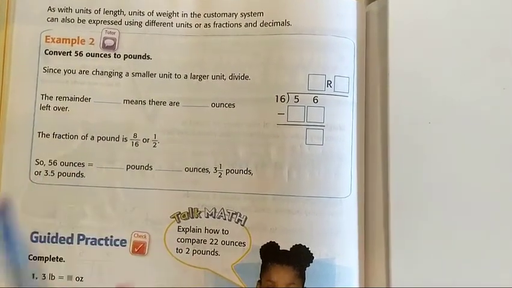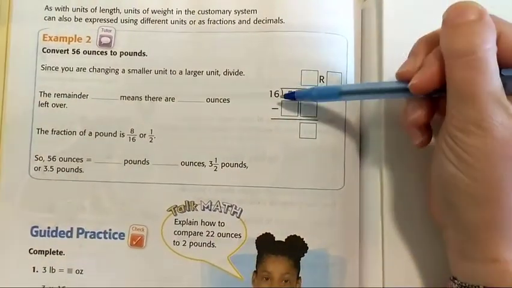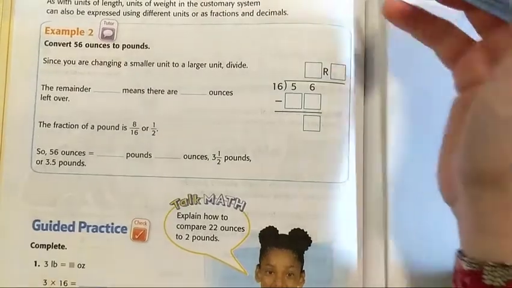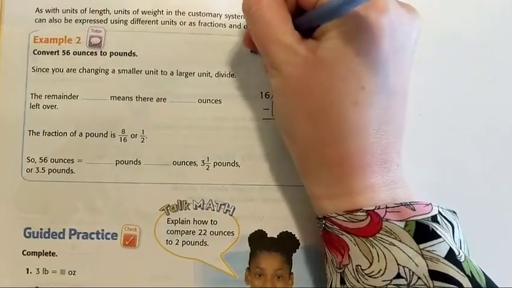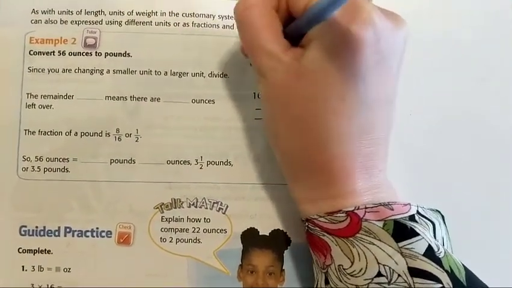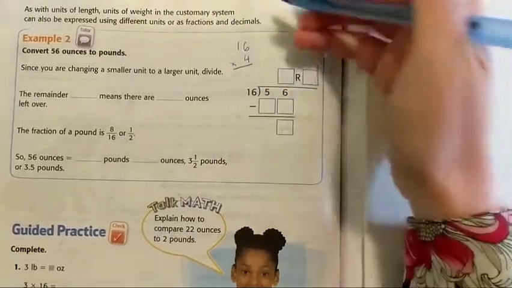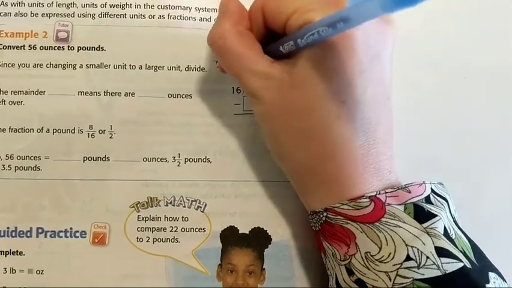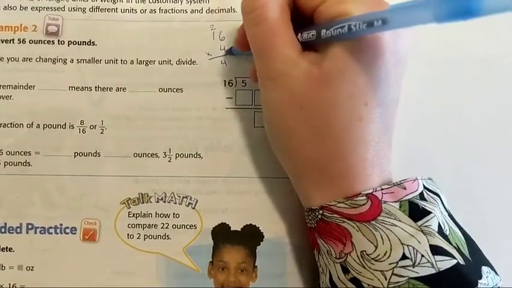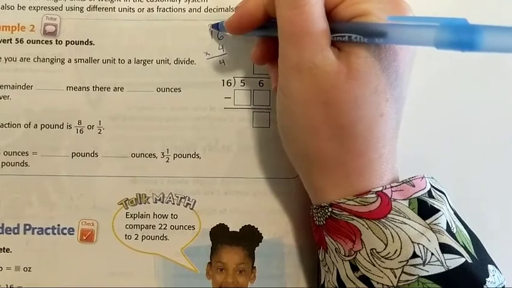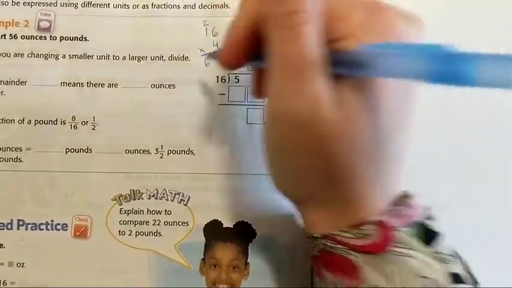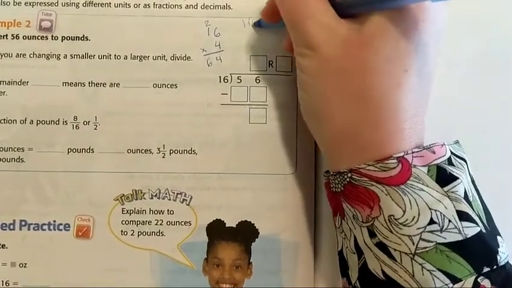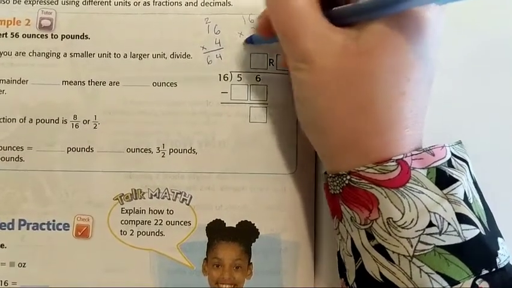We've got to actually do the division, sorry. 16 goes into 56. So if I want to start with a guess, I can say 16 maybe goes in 4 times. I multiply 16 times 4. 4 times 6 is 24. 4 times 1 is 4 plus 2 is 6. 64 is too big. That's bigger than 56. So I'm going to try again.